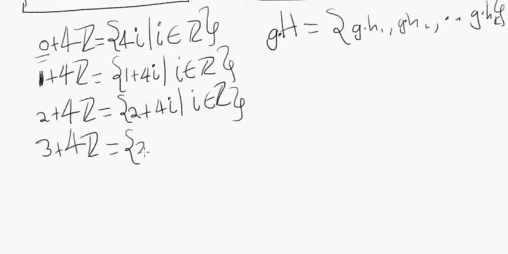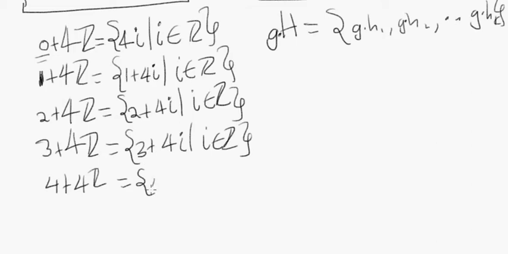3 plus 4z now becomes what's that? 3 plus 4i, all 3 plus 4i such that i is an integer. Okay, what's 4 plus 4z gonna give us? Right, let's do a couple more. 4 plus 4z is gonna give us 4 plus 4i such that i is an integer.